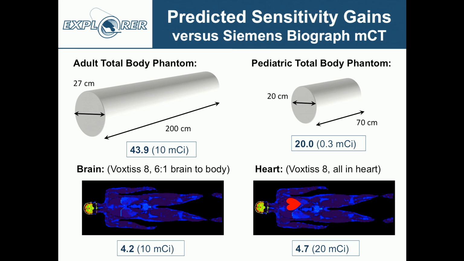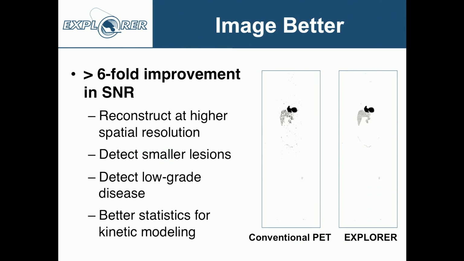So we're predicting these fairly large improvements in sensitivity. And so how could you anticipate using that additional sensitivity? There's many different ways you can use it, all of which have some interesting implications. So the most obvious thing, of course, is that you can just get a lot more counts. You get a lot more data.